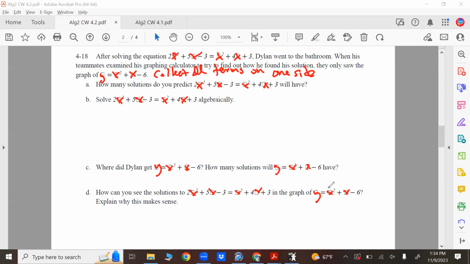Okay, we'll give you guys about 3 or 4 minutes, work on it. So to predict how many solutions you think this will have, actually solve it, then look at what Dylan did, how many solutions that equation will have, and then just think about part D, and I'll check in with you guys in a few minutes. Okay, let's work on it, guys. Especially part B, that's a big one.